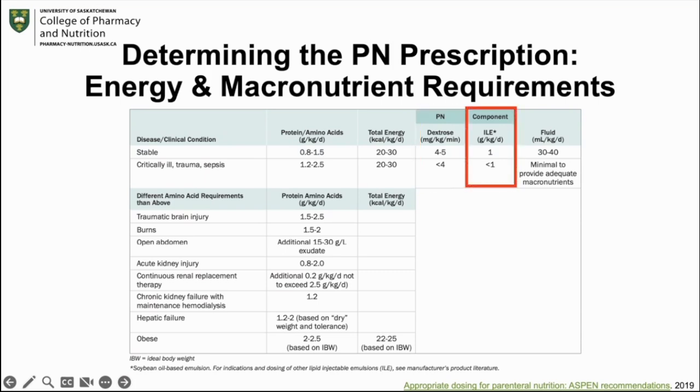Similarly, we need to ensure the amount of lipid we prescribe does not exceed 1 gram of lipid per kilogram body weight per day to minimize the risk of hypertriglyceridemia, infectious complications, and fat overload syndrome.